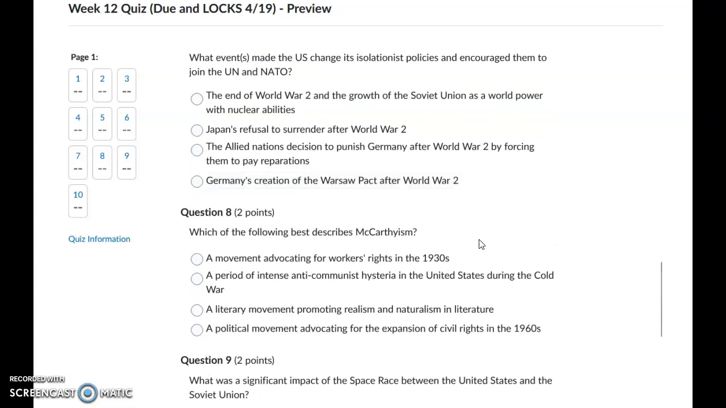Question 8. Which of the following best describes McCarthyism? A movement advocating for workers' rights in the 1930s, a period of intense anti-communist hysteria in the United States during the Cold War, a literary movement promoting realism and naturalism in nature, a political movement advocating for the expansion of civil rights in the 1960s.